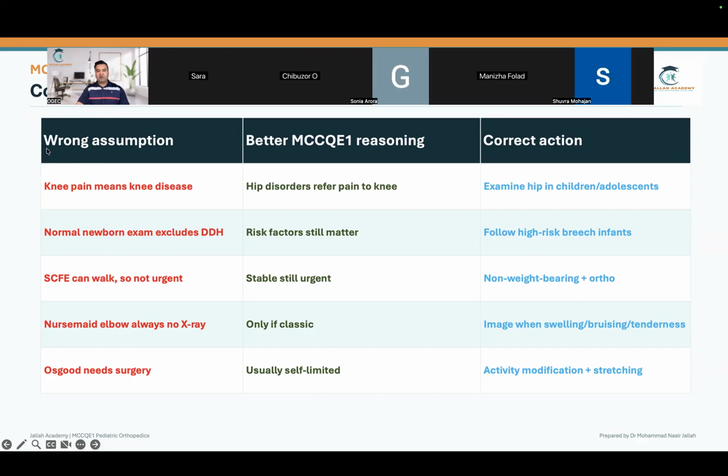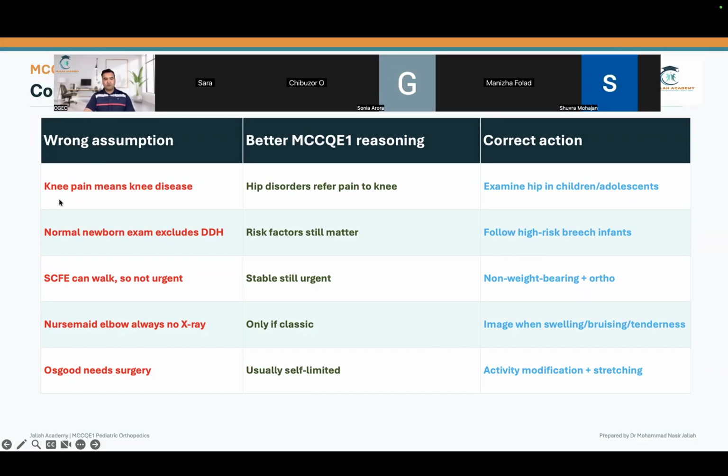Common MCQ1 pitfall, how to avoid wrong answers. Wrong assumption: knee pain means knee disease. It's not always like that, especially in the pediatric population. If the patient has knee pain and you can't find any pathology within the knee, it doesn't mean the patient is just thinking that he is sick, but he is not. So go one joint above and one joint below. Usually for the knee, the joint above would be affected, for example, in terms of Perthes, in terms of slipped capital femoral epiphysis.